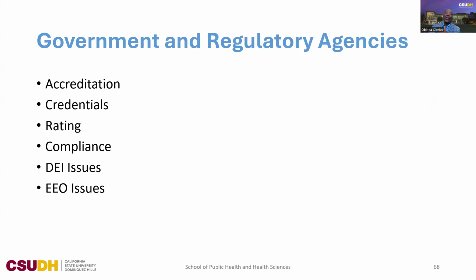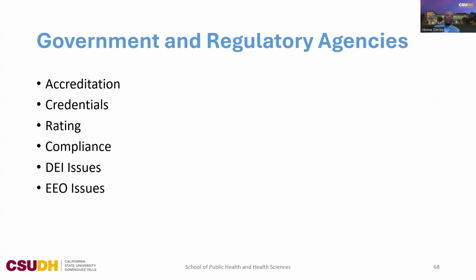And government are always there to regulate what you're doing. So that's why if you're in the health system, governmental regulations are critical. They provide accreditation, credentials, they rate you, and they watch whether you're complying with stuff or not, like HIPAA compliance, for instance. And also there's ongoing DEI issues and EEO issues, equal employment opportunity for everybody, and then diversity, equity, and inclusion concept. Although right now DEI are going through some modification with the federal government, it will always be an issue in our health systems.